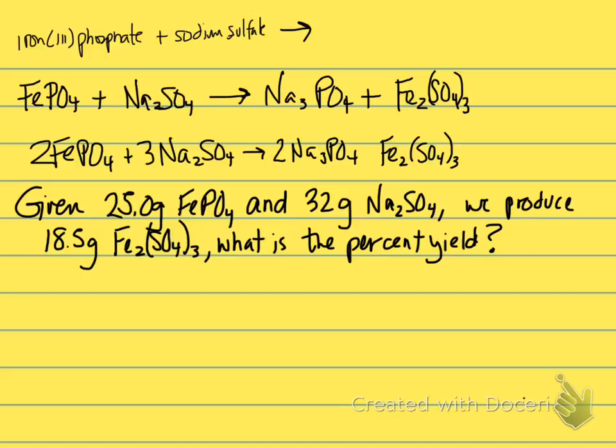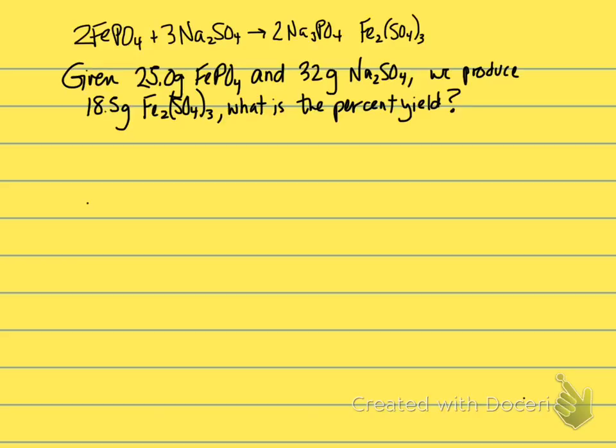Oh boy. Where do we start? Well, we start by figuring out which one is our limiting reactant. That's the first place we go. So I'm going to move some stuff up. So if we're going to do this, my first step here would be to figure out all my molar masses. So I need to figure out my molar mass for FePO4, sodium sulfate, and the iron sulfate. So I'm going to do that.